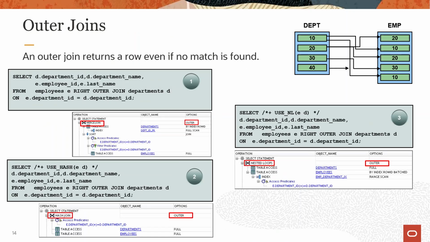An outer join is a join that returns rows even if no match is found. So maybe I'm scanning one table, but I do not find a match in the other table, and the row is still returned. Whenever outer joins are used, this is reflected in the execution plan via the outer join option, whether it's done via nested loop, a merge join, or a hash join.